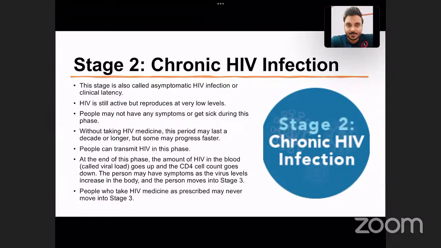At the end of this phase, the amount of HIV in the blood, called the viral load, goes up and the CD4 cells go down. The person may have symptoms as virus levels increase in the body and the person moves into stage 3. People who take HIV medicine as prescribed may never move into stage 3.